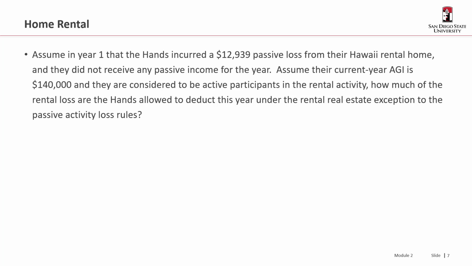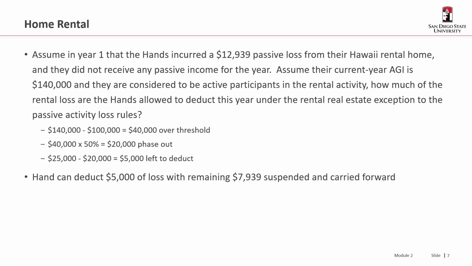Okay. So just to close the gap and remind us how this works. If they had a $12,939 passive loss and their current year AGI is $140,000, they are active participants in the rental activity. How much can they deduct this year? Well, they're $40,000 over the threshold. $40,000 times 50% phase out is $20,000. You take the $25,000 annual amount less the $20,000 phase out, they can deduct $5,000 of that loss. The remaining amount is suspended and carried forward. And that's just a repeat of the last video of Chapter 7.